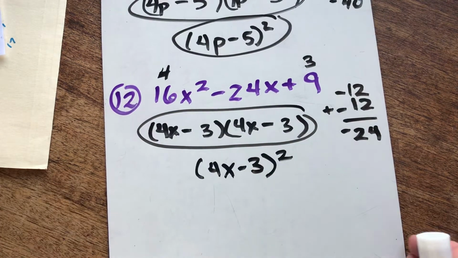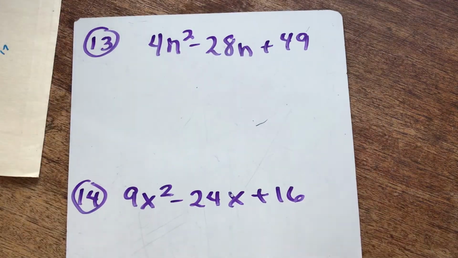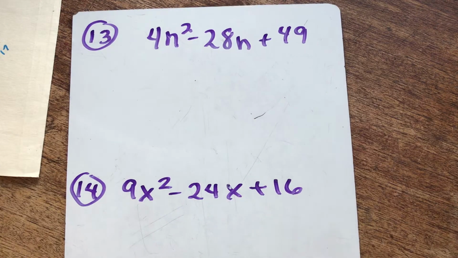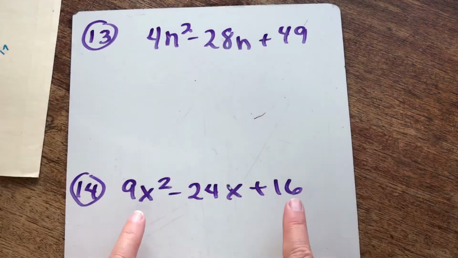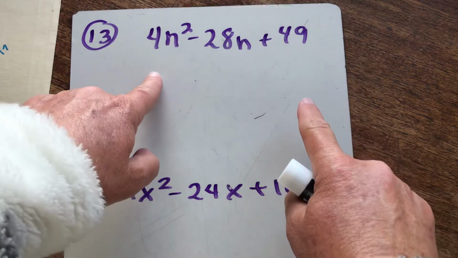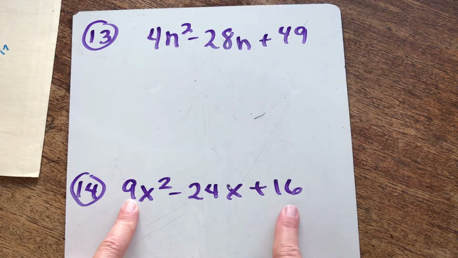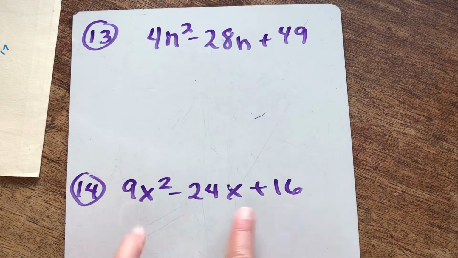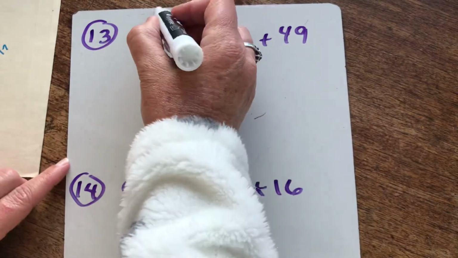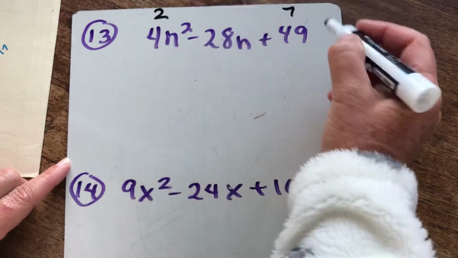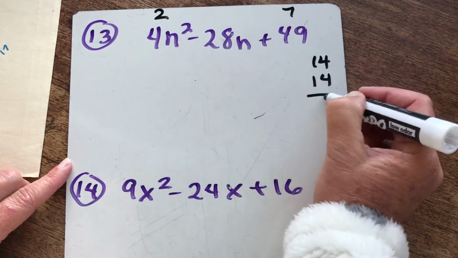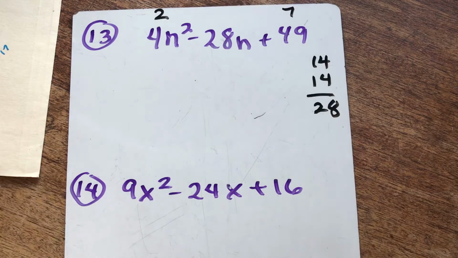Okay, let's move on to question number 13 and 14. Here we go. I'm looking at two perfect square trinomials. How can I tell? Perfect squares, front and back. That's 2, that's 7. 2 times 7 is 14, and double that, I do get 28. 3 and 4, 3 times 4 is 12, and if I double it, I get 24. These look perfectly like perfect square trinomials. So that's 2, that's 7. 2 times 7 is 14, and if I double it, I do get that 28 in the middle. So it's meeting the requirements of a perfect square trinomial.